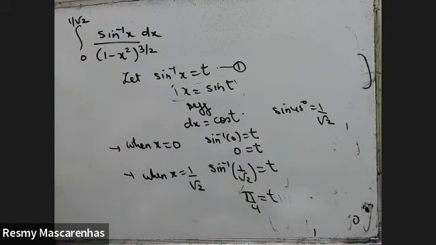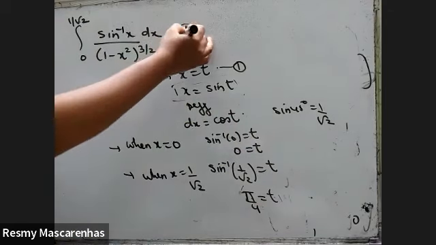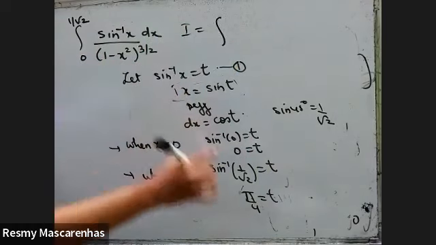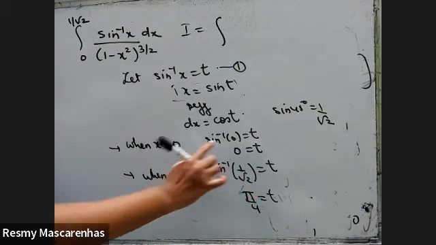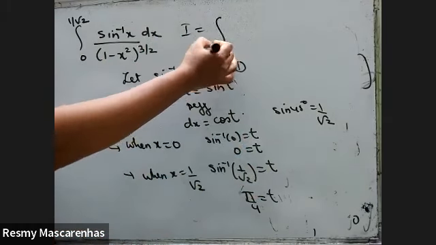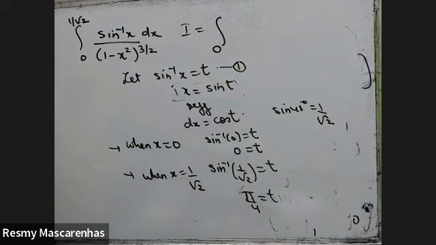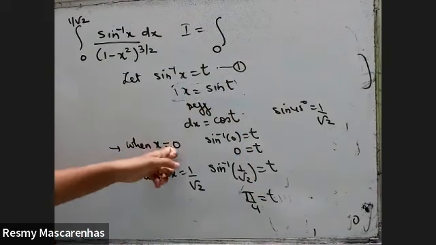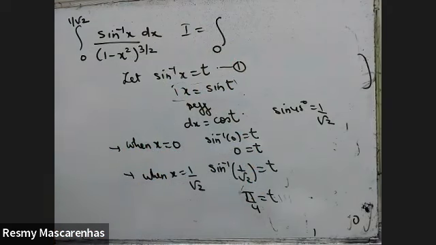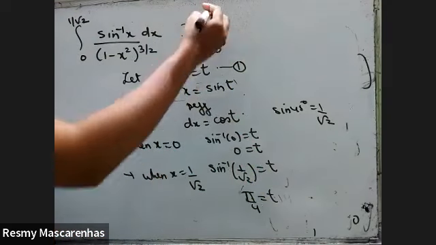Now write the entire integral in terms of t. Even the limits are in terms of t now, and even the main problem. So instead of 0, what will come now? 0 only. That is not changing. When x is 0, t is also 0. But when x is 1 by root 2, t is pi by 4.